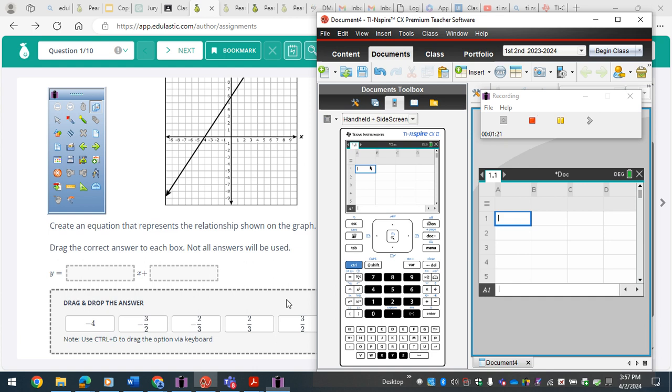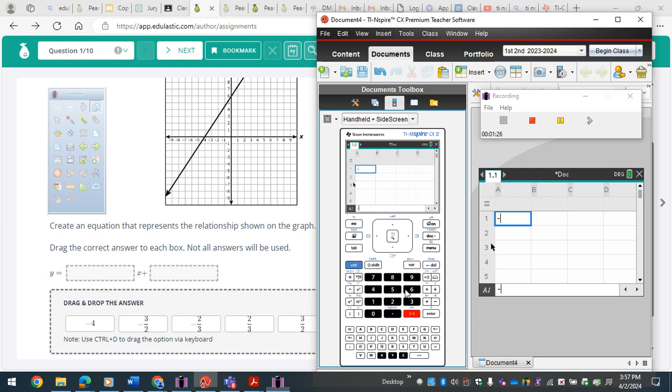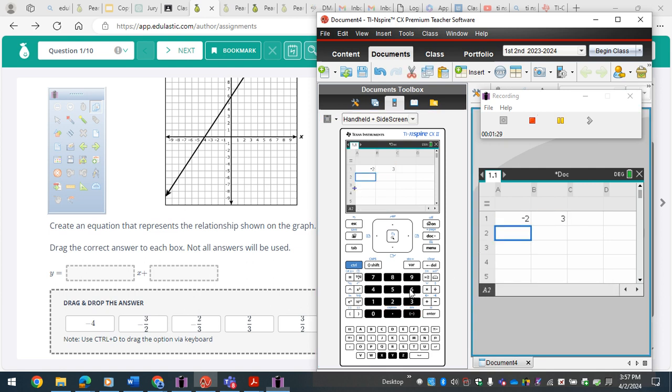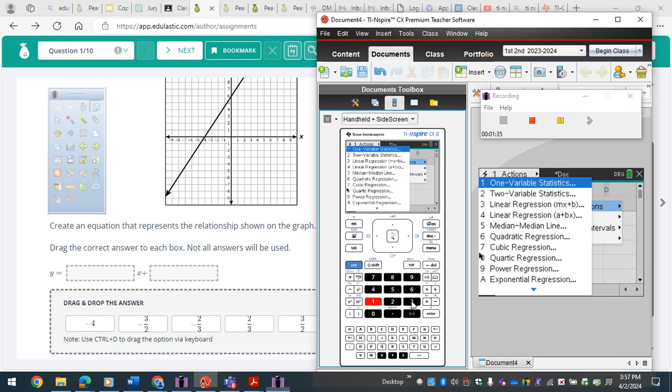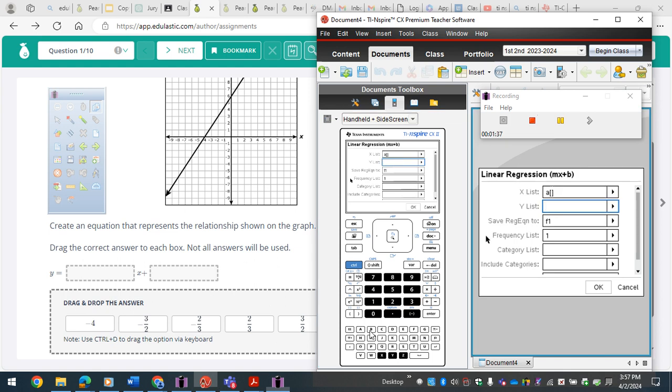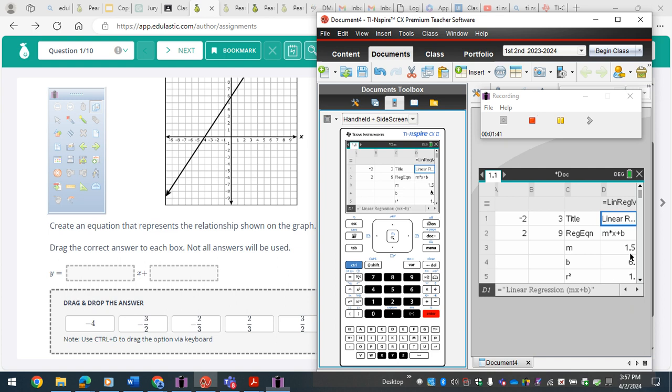Okay, so here we're going to go with -2 and 3, and then 2 and 9. Come back over here, menu, 4, 1, 3, and then b, control this madness, enter, enter. We're going to get 1.5 and 6.